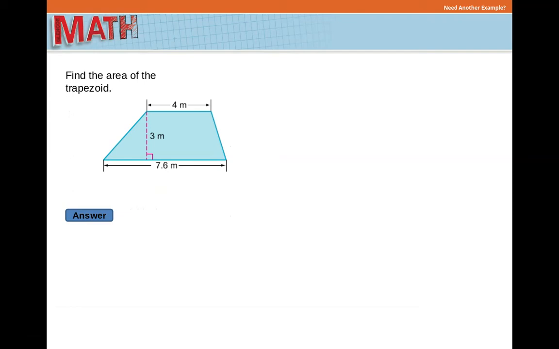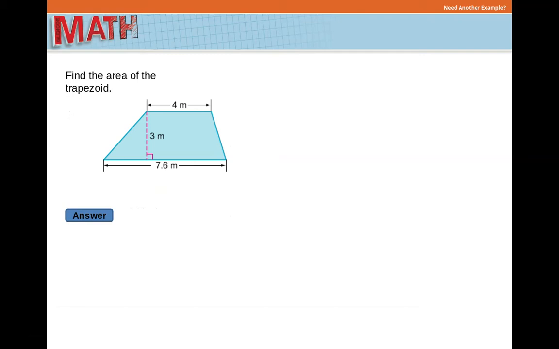Try it again. Area equals 1/2 the height times base 1 plus base 2. Base 1 would be 4. Substitute and solve. The height is 3, so I'll substitute in 3 for h. Base 1 is 4 plus base 2 of 7.6. So I would do that.